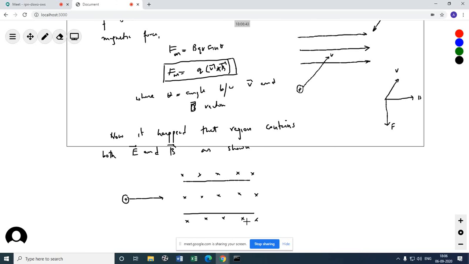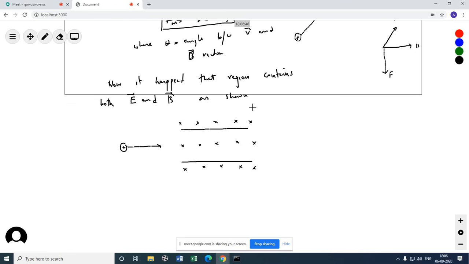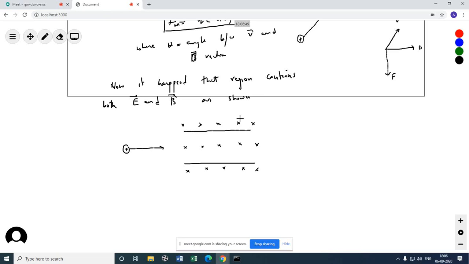In this case, the force experienced is affected because the electric field is also present. The electric field is from this to this. This is plus, this is minus, so the electric field lines go this way. So in this case, what will happen? This is velocity v. Both electric and magnetic field are present. For the charged particle to go through undeflected, we'll come to that very soon.